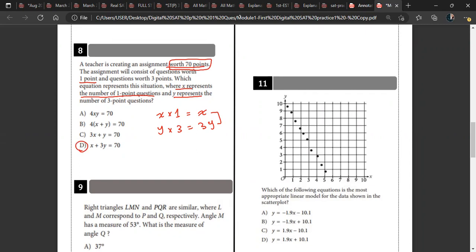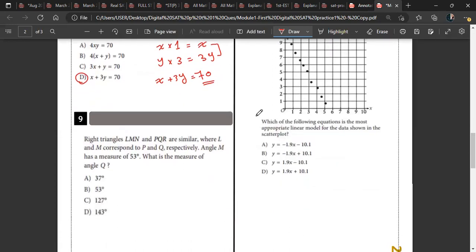Don't hesitate to tell me if you can't understand. It's okay, no problem. I can repeat many times. So here you will say x plus 3y equals 70. This is the total value of the assignment, 70 points. Okay, let's take the next question.